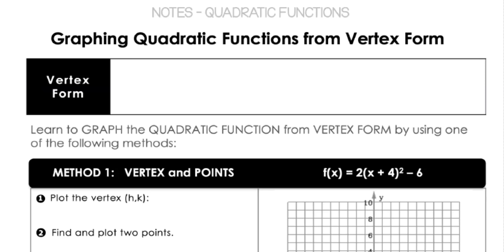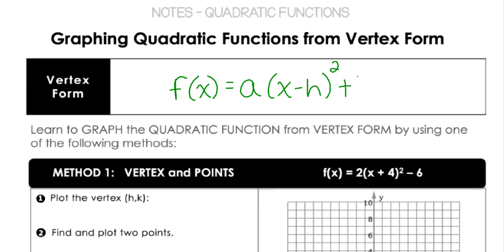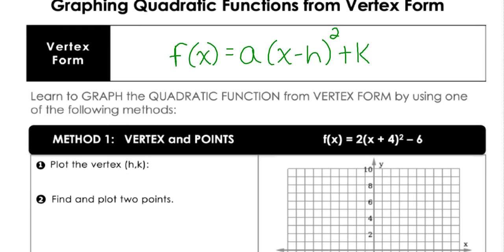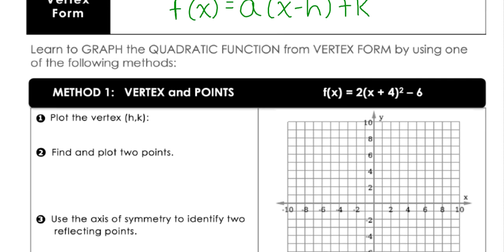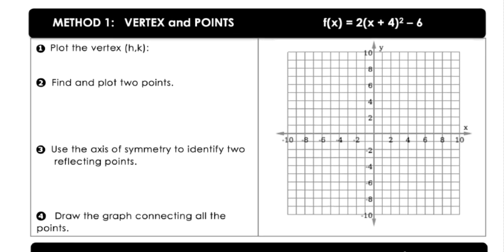Welcome back. Today we are going to go through lesson 4.2, which is about graphing quadratics from vertex form. So let's remind ourselves what vertex form is. When we write a quadratic function in vertex form, it looks like a times x minus h squared plus k. So we're going to use that form to graph some parabolas. There's two different methods we can use to do this, so you can pick which one works best for you.